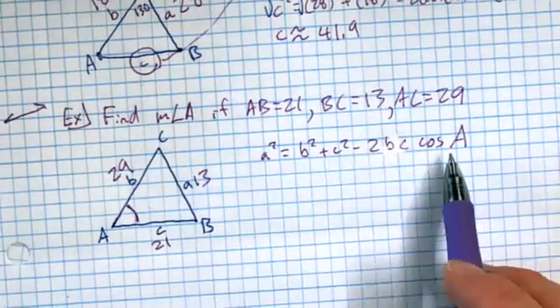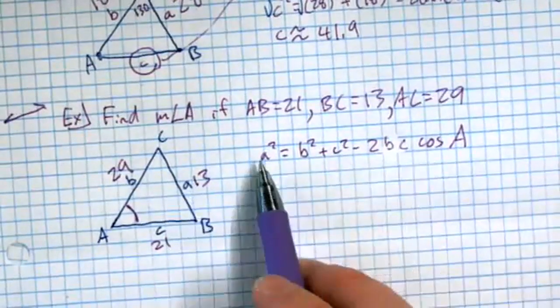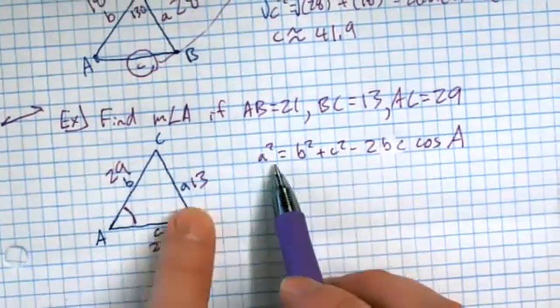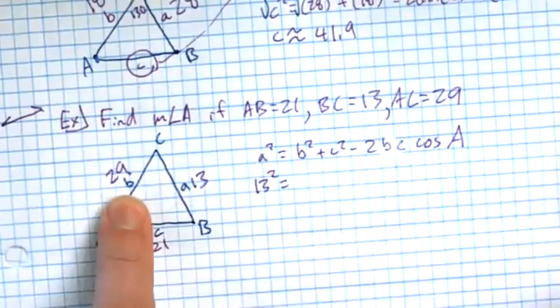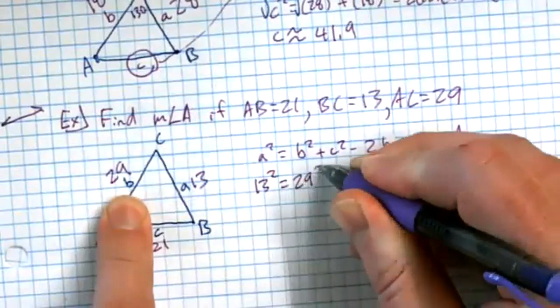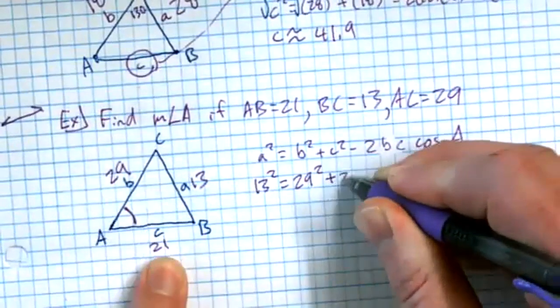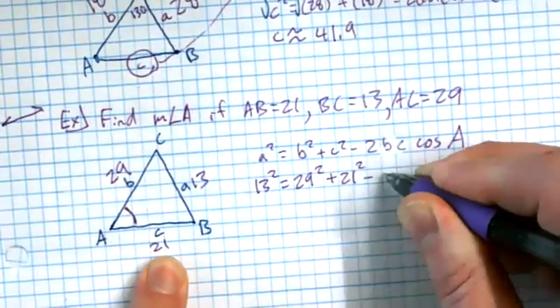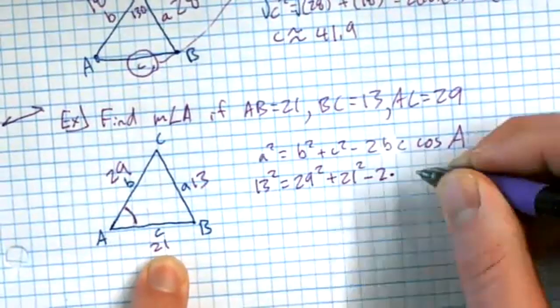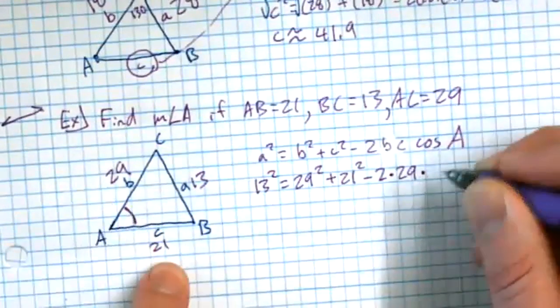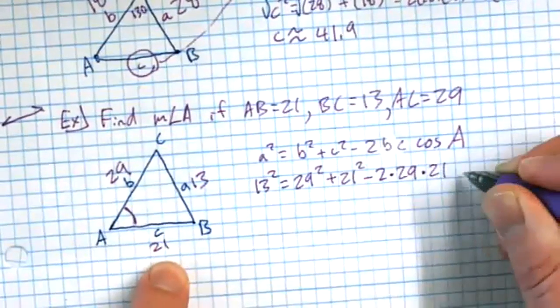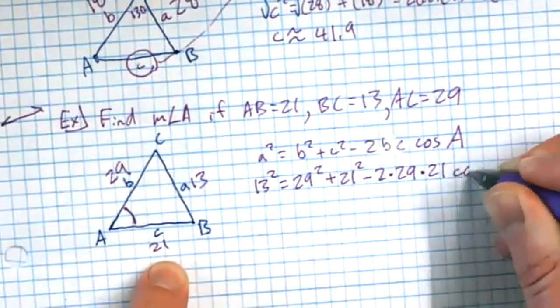We don't know A, but we've got A, B, and C, so we can start plugging some numbers in. So A is 13. B is 29. C is 21. 2 times B is 29 again, times C is 21 again, cosine A.